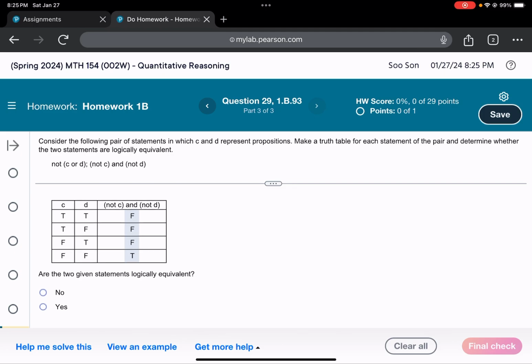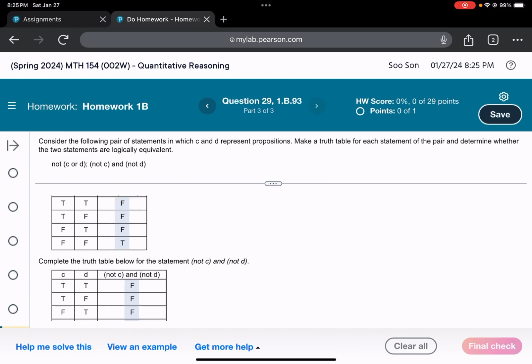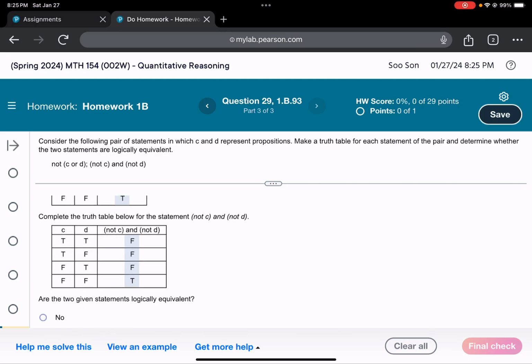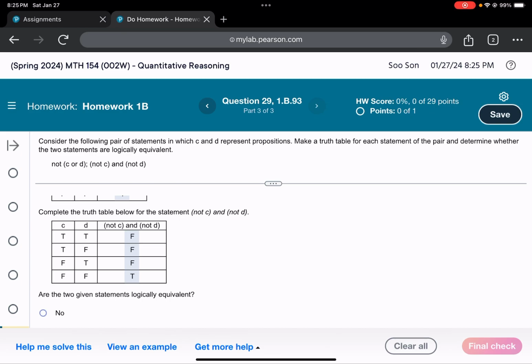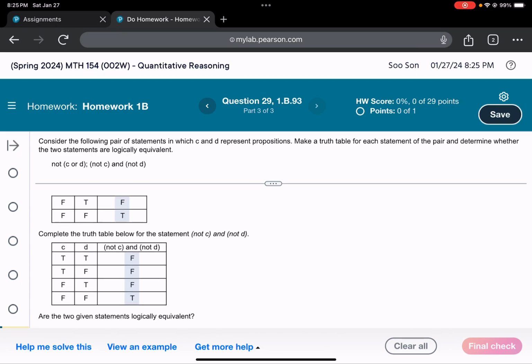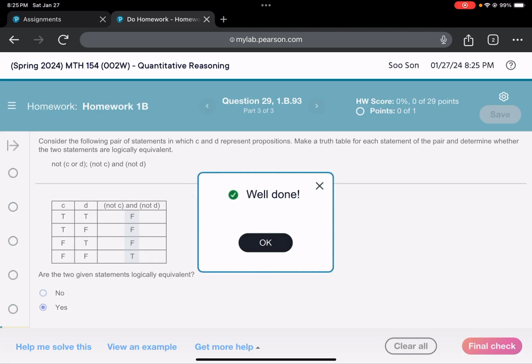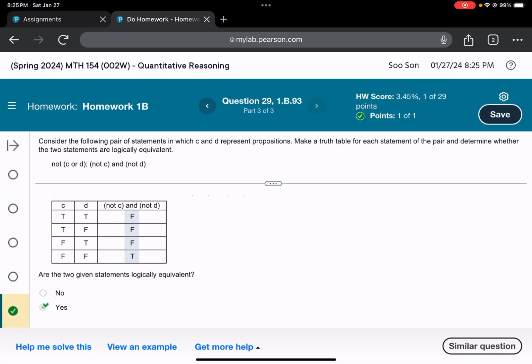Okay? Are the two given statements logically equivalent? That's a good question. So remember, logically equivalent means the truth values are the same. Let me look at the first table. The first table has F, F, F, T. The second table has F, F, F, T. Well, they are exactly the same, aren't they? So I'm going to say, yes, these two statements are logically equivalent. And that's it for question number 29.